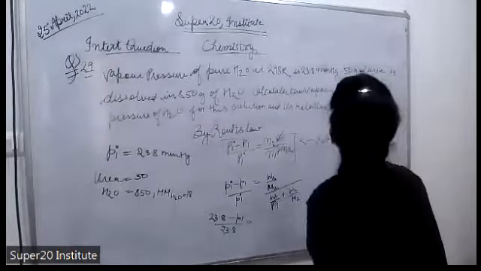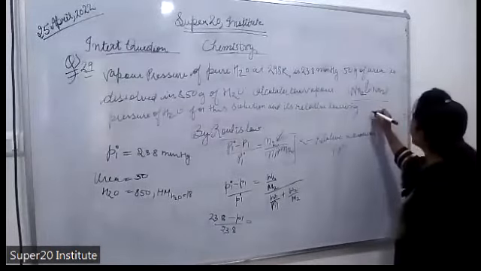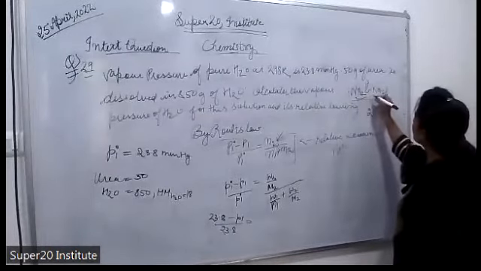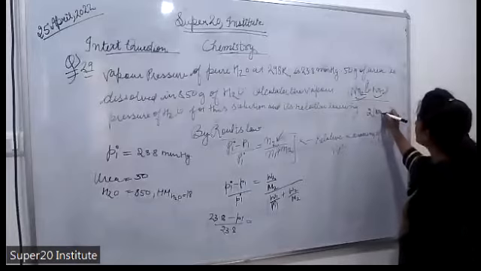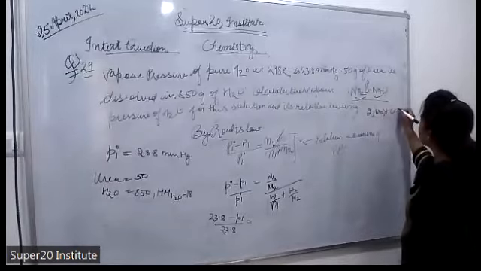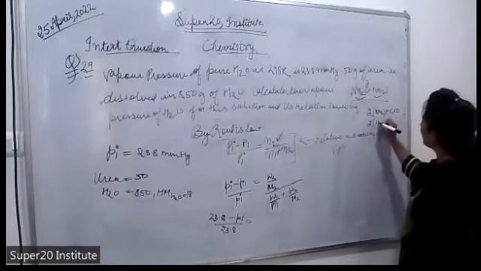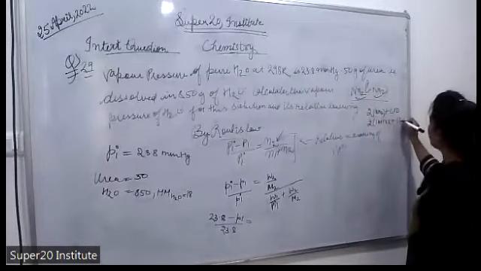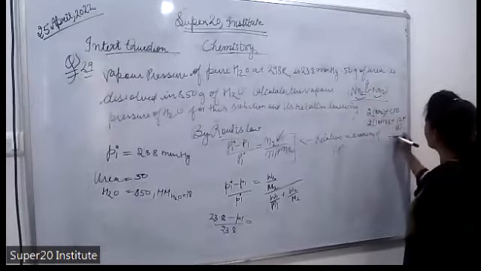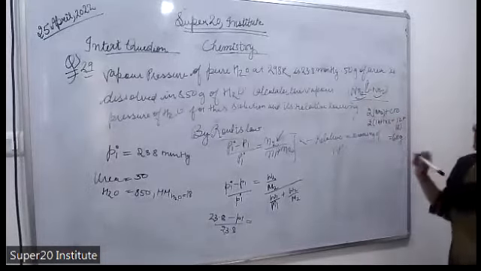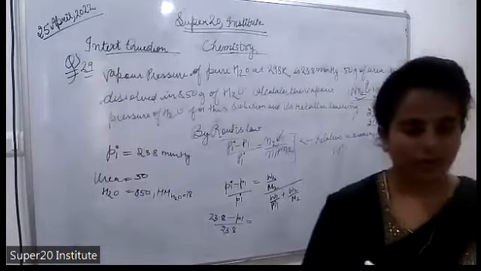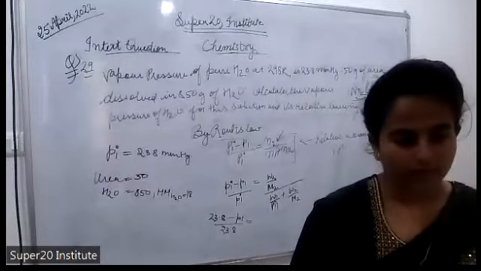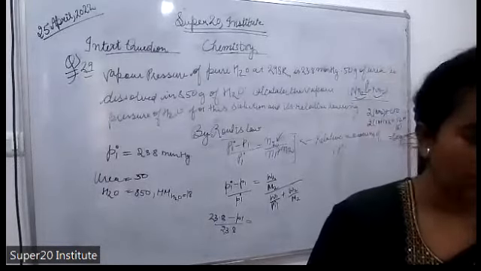So calculate the molar mass of urea. How to calculate? This is 2 times the NH2 group plus C plus O. So 2 into 14 plus 1 into 2 plus 12 plus 16. You get 60 grams. What is the molar mass of urea? Molar mass of urea will be equals to 60 grams.